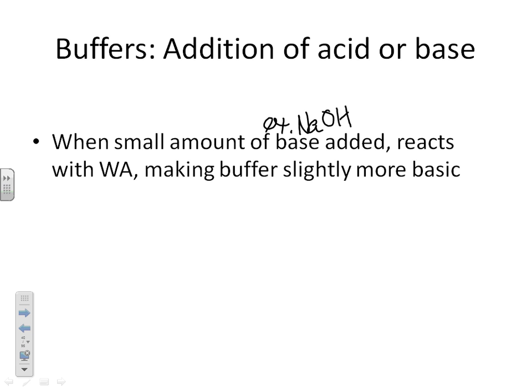Your sodium hydroxide is going to choose which one it's going to react with. Well, NaOH is a base, so obviously it's going to react with acids, because that's what bases do. They're really good at that. So the sodium hydroxide reacts with the weak acid in the buffer. And we're going to look at that reaction on the next slide, specifically what's happening there. But when the sodium hydroxide does that, it's going to wind up making your buffer slightly more basic. So it will raise that pH.